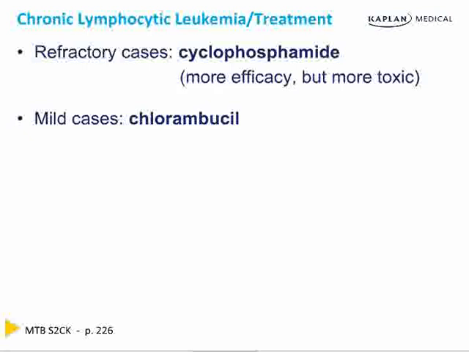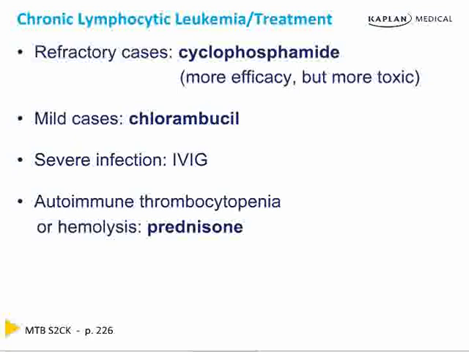Now, mild cases with just a high lymphocyte count can still be treated with chlorambucil, which is rather cosmetic. It just brings down cell counts. Now, remember that if you have infections, those CLL cells don't make immunoglobulins. You have to lend them some immunoglobulins to help fight their infections. Autoimmune thrombocytopenia or hemolysis gets treated with prednisone the same as anybody else who's got autoimmune thrombocytopenia or hemolysis. The CLL cells might make no immunoglobulin. Lend them some with IVIG. Abnormal immunoglobulin that attacks its own white cells and also its own platelets or its own red cells, prednisone.